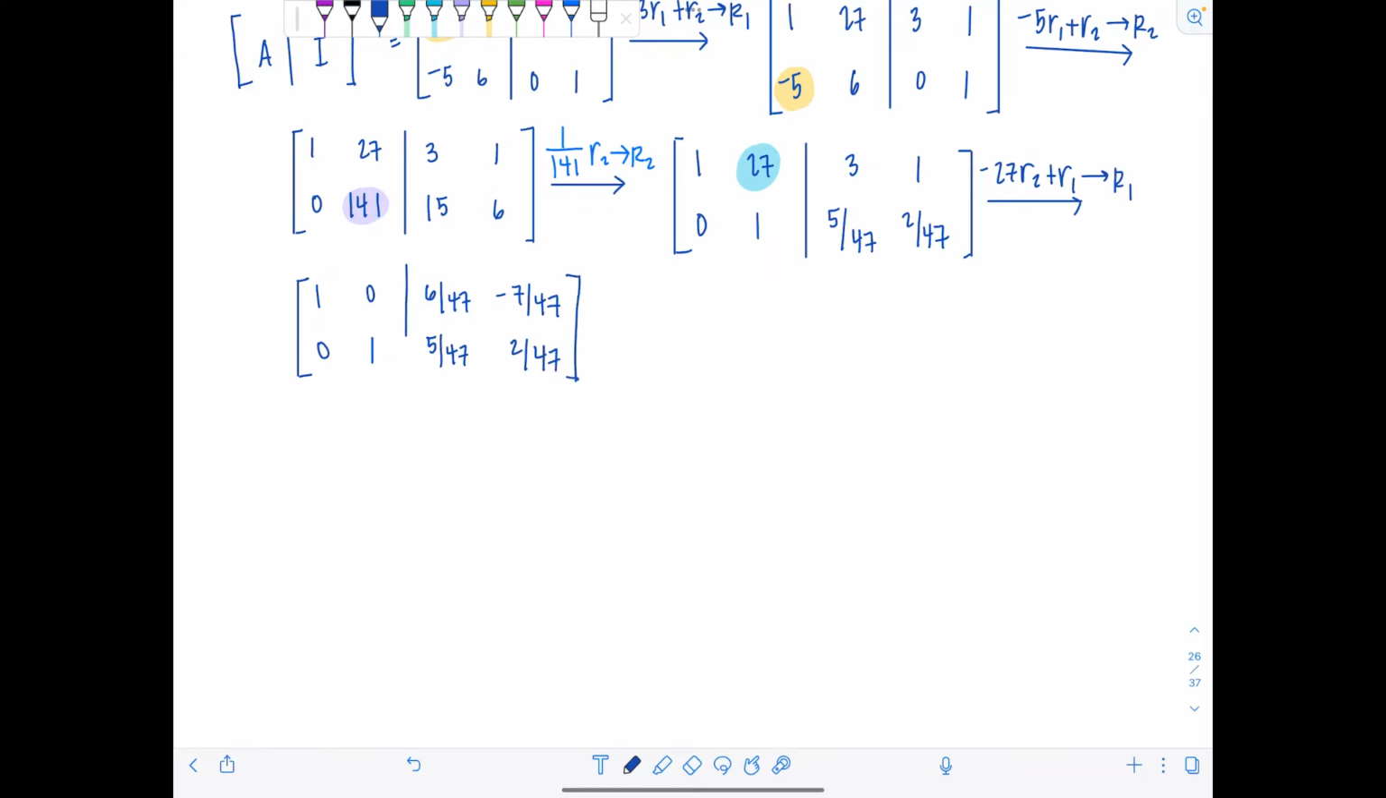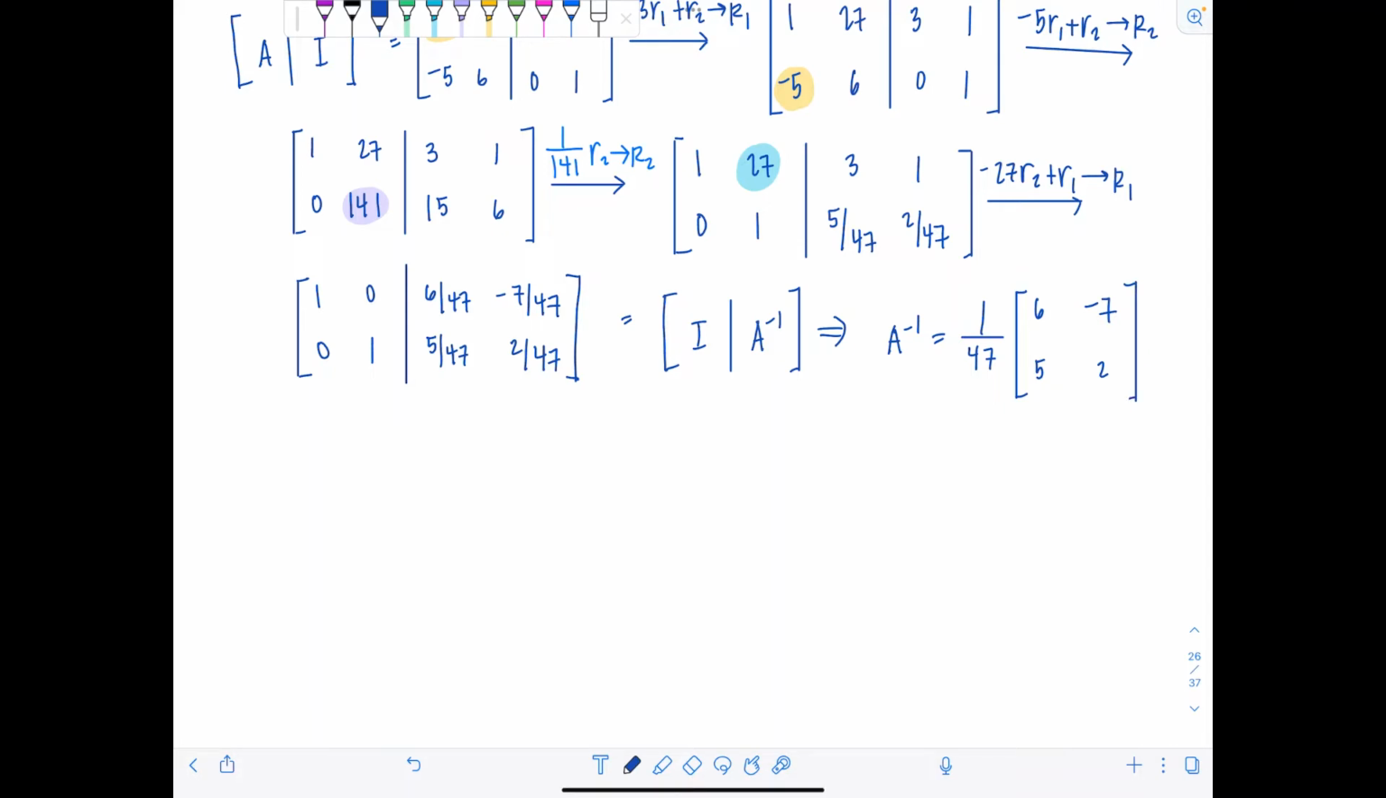Lovely. So what do we have now? Well, we have the identity matrix, order 2 on the left, and then A inverse on the right. So what I want to point out is that A inverse is equal to, I can factor out that 47, 1 over 47, and then write the rest of the entries as 6, negative 7, 5, and 2. Okay, very good.